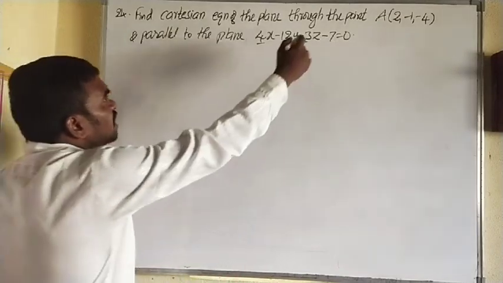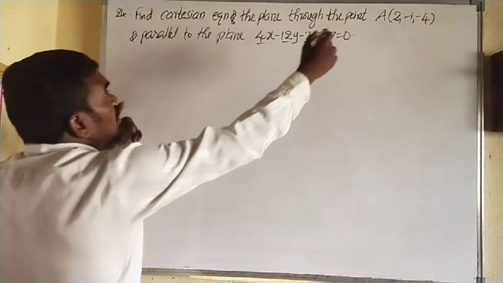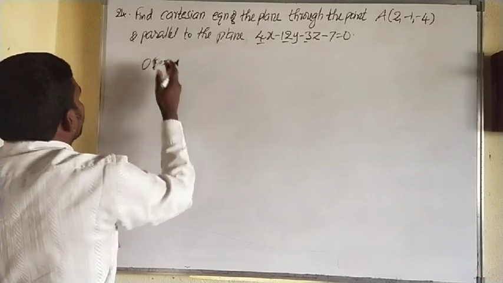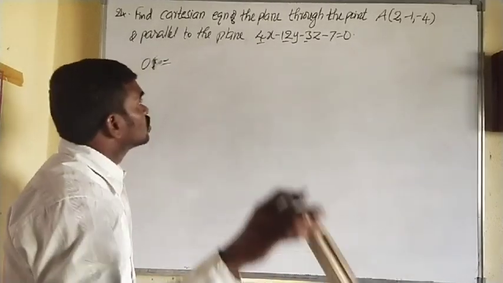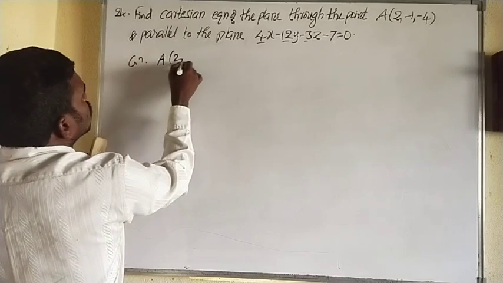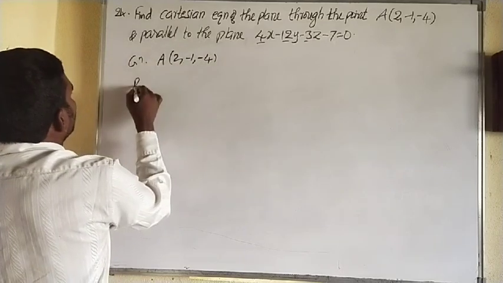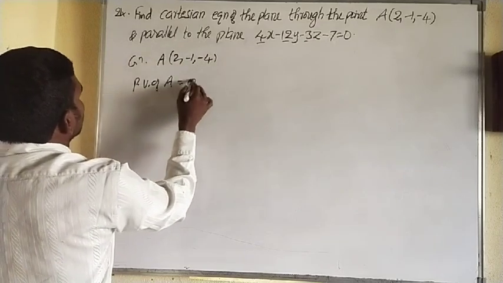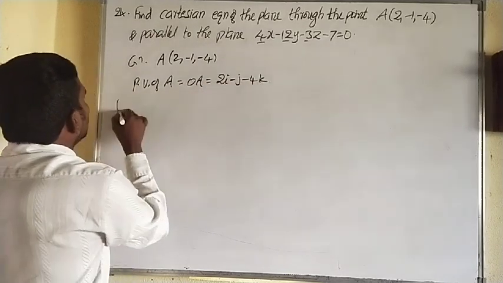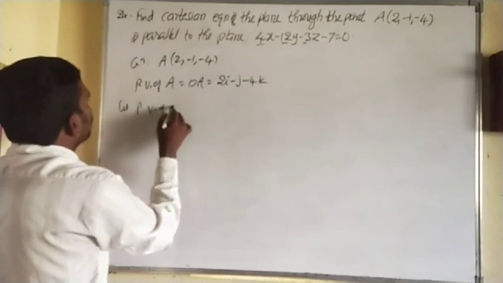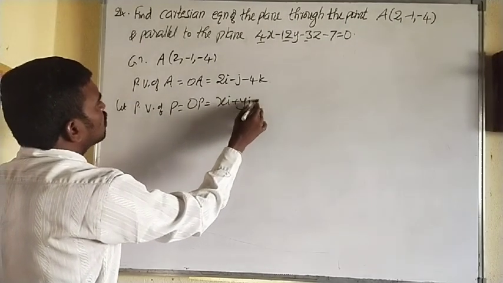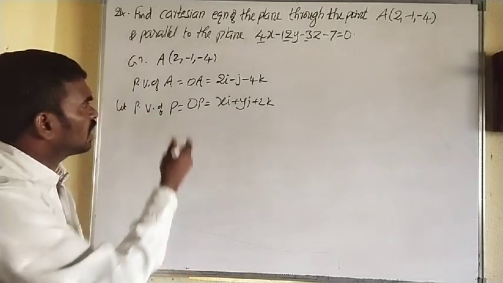So in the vector method, let us see first of all the position vector of point A. Given that A is (2, -1, -4), the position vector of A is OA = 2i - j - 4k. And let the position vector of point P, that is OP, be xi + yj + zk. In the Cartesian plane we have to take the vector like this.